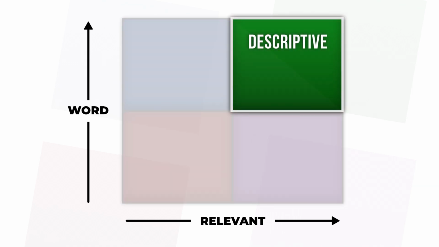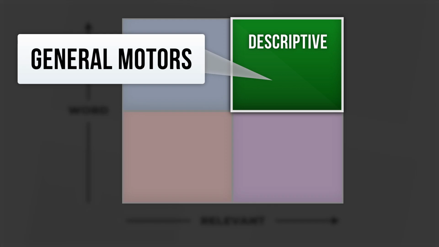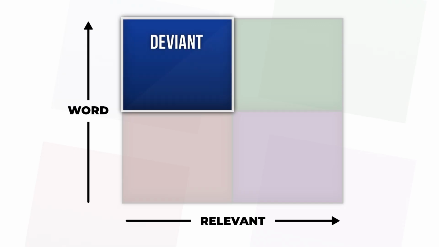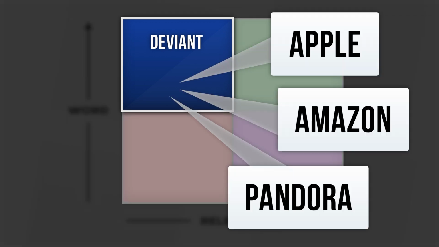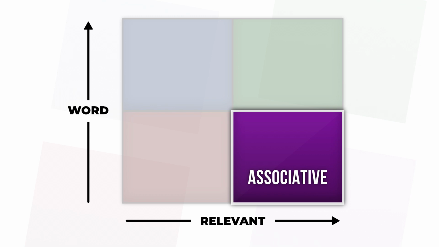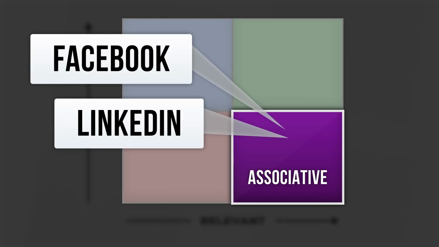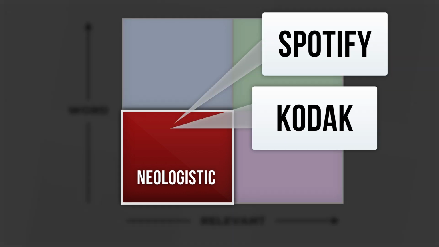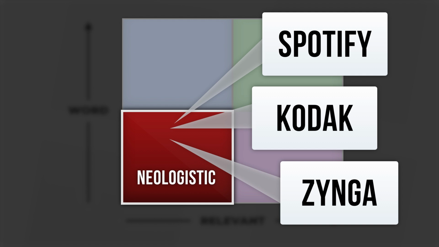A descriptive name is a word that's relevant, like General Motors, Home Depot, General Electric. A deviant name is a word that's irrelevant to the product, like Apple, Amazon, Pandora. Associative names are non-words that are relevant, like Facebook, LinkedIn, YouTube. Neologistic names are non-words that are irrelevant, like Spotify, Kodak, Zynga. These names have no inherent meaning.